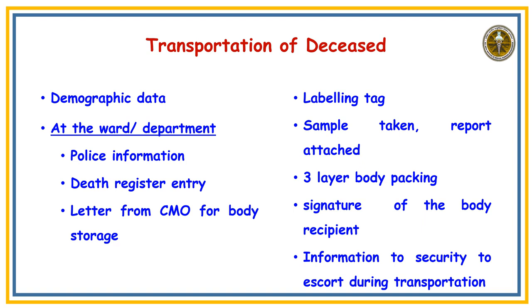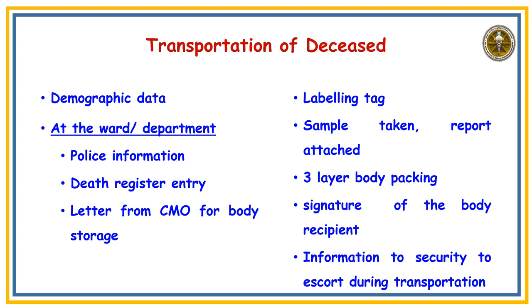The first thing is you need to cross-check the demographic data of the deceased, and the next is what you need to finish from the ward or department. As soon as the deceased is going to be shifted from the ward to the mortuary, first you need to inform the police. Second, there should be a death register entry. Third, a letter from the casualty medical officer for body storage. Then labeling the tag, then the sample taken and the report attached. So report attached or not; otherwise, if the sample is awaiting, you can mention that here.